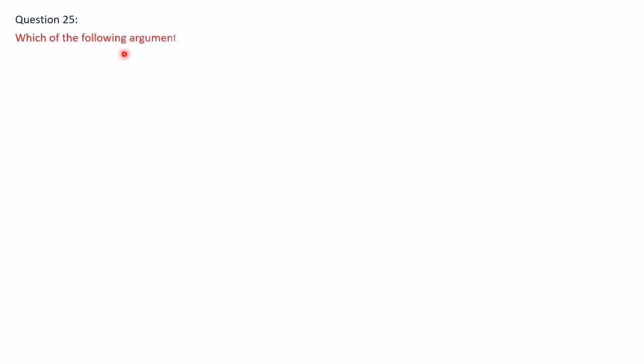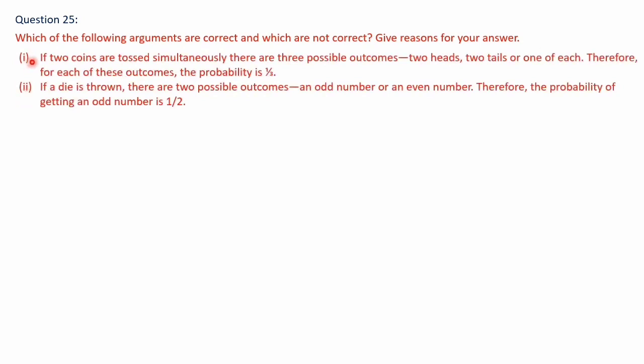Move on to the last question of this exercise. Which of the following arguments are correct and which are not correct? Give reasons for your answer. There are 2 arguments given to you. If 2 coins are tossed simultaneously, there are 3 possible outcomes: 2 heads, 2 tails, or 1 of each. Therefore, for each of these outcomes, the probability is 1 by 3. This is the first argument. Second one, if a die is thrown, there are 2 possible outcomes, an odd number or an even number. Therefore, the probability of getting an odd number is 1 by 2. So there are 2 arguments. Please go through this one and try this as homework.